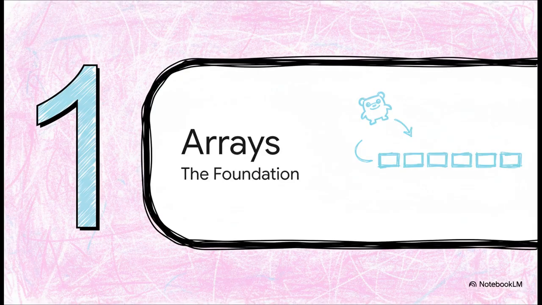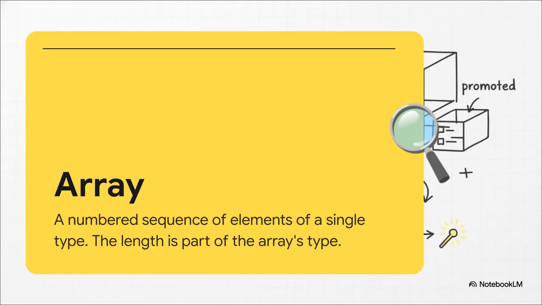Okay, let's start with the most fundamental building block for sequential data in Go, the array. You can really think of it as the bedrock that more flexible structures like slices are built on top of. So what is an array? Well, it's just a numbered sequence of elements, and they all have to be the same type. But here's the kicker. The one thing you have to remember, its length is baked right into its type.